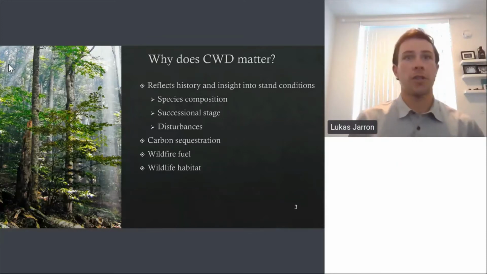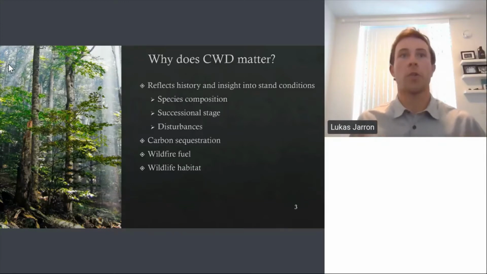And lastly, coarse woody debris is also important for wildlife habitat. A lot of animals use it as shelter, as well as certain plants that use these fallen logs as nurse logs, where they sit on top of them and dig their roots in and use these logs as nutrients to help get an advantage in the competitive forest environment.